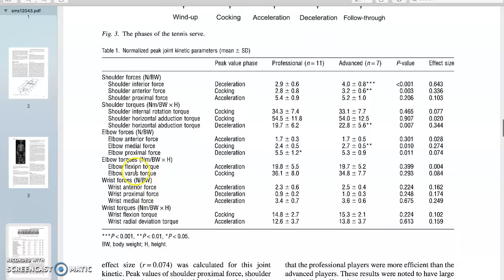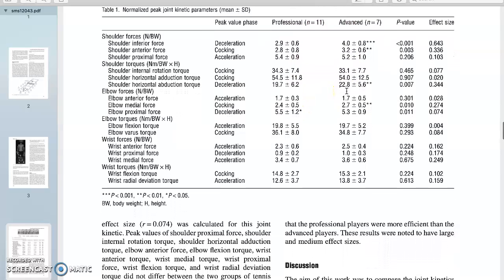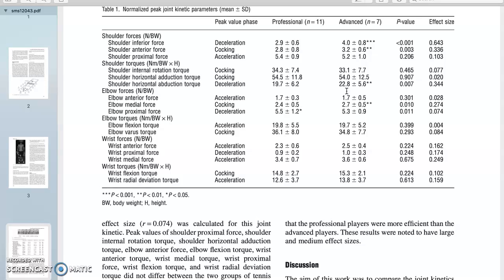So this is really looking at basic parameters in terms of the movement itself, and they've highlighted different phases of it. I'm not going to go through every single one. The p-value, obviously, shows if there is a significant difference between the two, between the professional athlete and the advanced athlete. And only quickly scanning through, there's only one significant value between them.